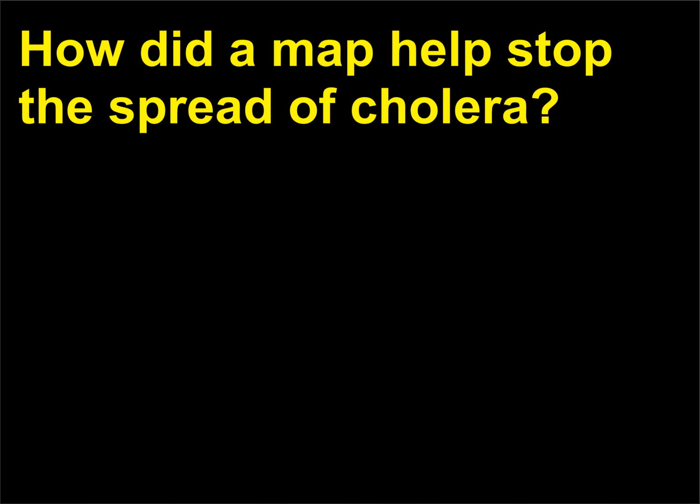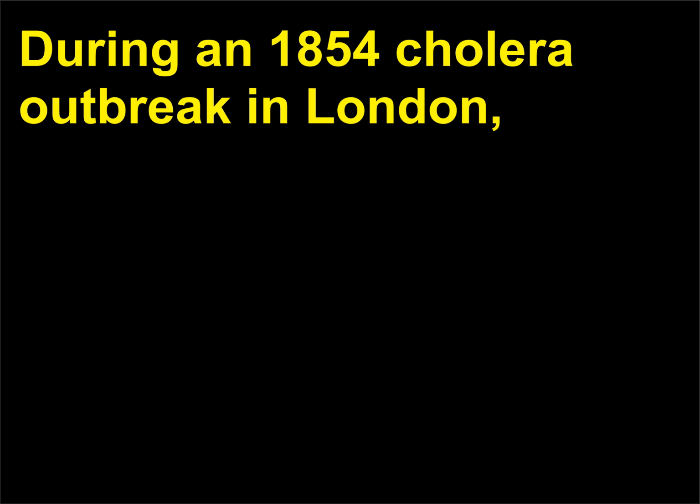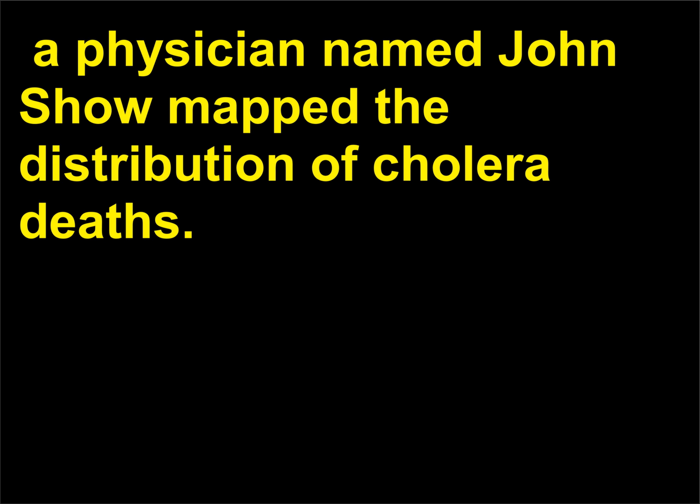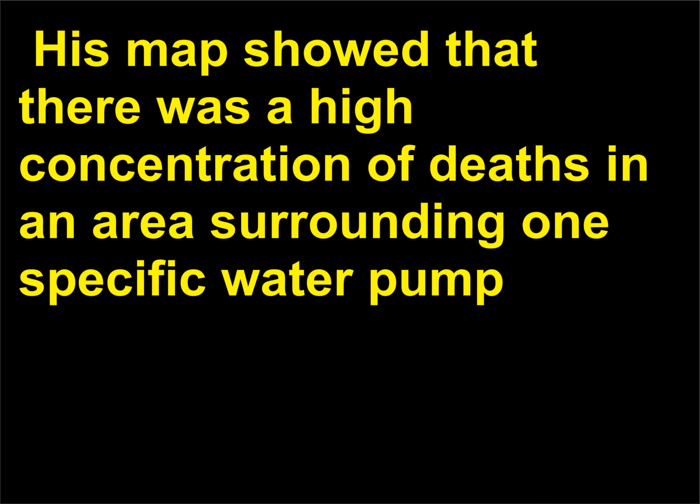How did a map help stop the spread of cholera? During an 1854 cholera outbreak in London, a physician named John Snow mapped the distribution of cholera deaths. His map showed that there was a high concentration of deaths in an area surrounding one specific water pump.